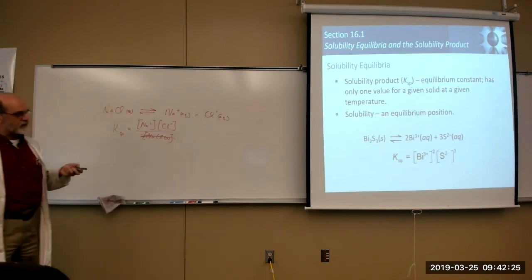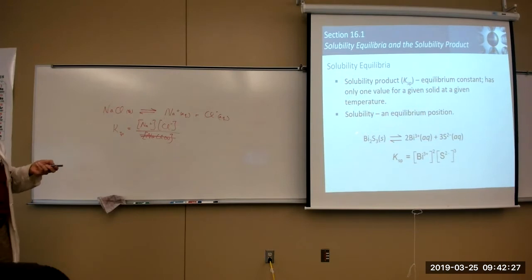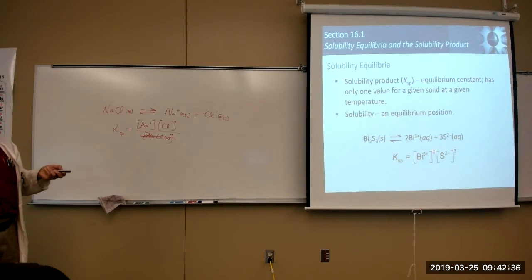But for something like this, bismuth sulfide, you get 2 bismuth ions and 3 sulfide ions. So you still get the powers.